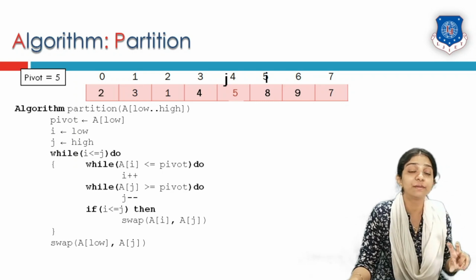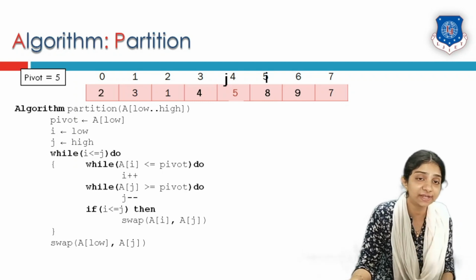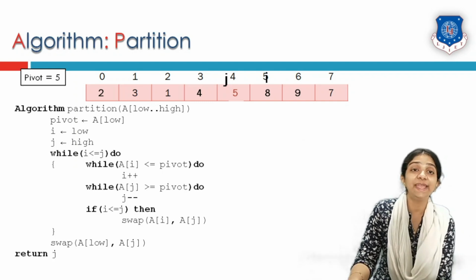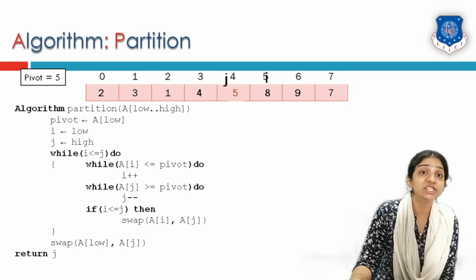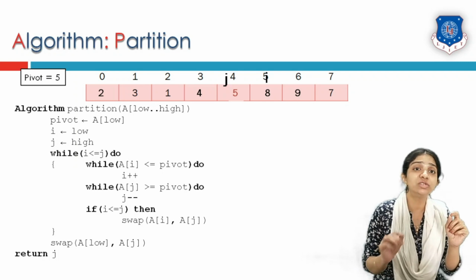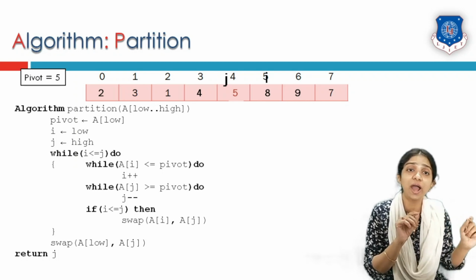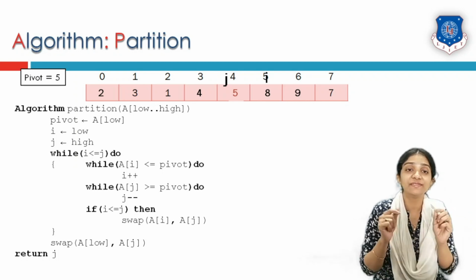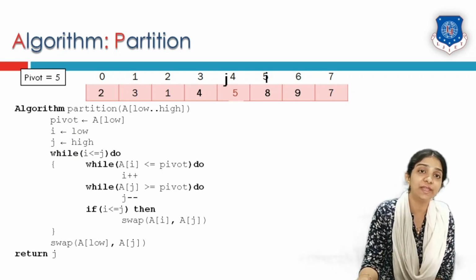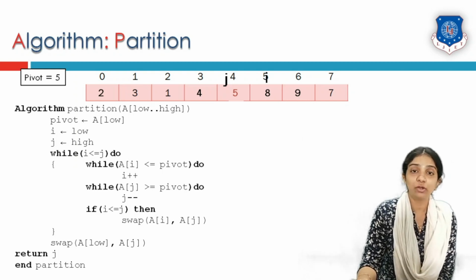After the end of this complete process, we swap the element at low with the element at j, because the element at low is our pivot element. At the end we return a location j, which denotes the middle of two partitions. From low to j minus 1 there is the left subpartition. From j plus 1 to high there is the right subpartition. That's why we require only one index, index j, from which we can denote two different partitions. So this is the end of the partition algorithm.